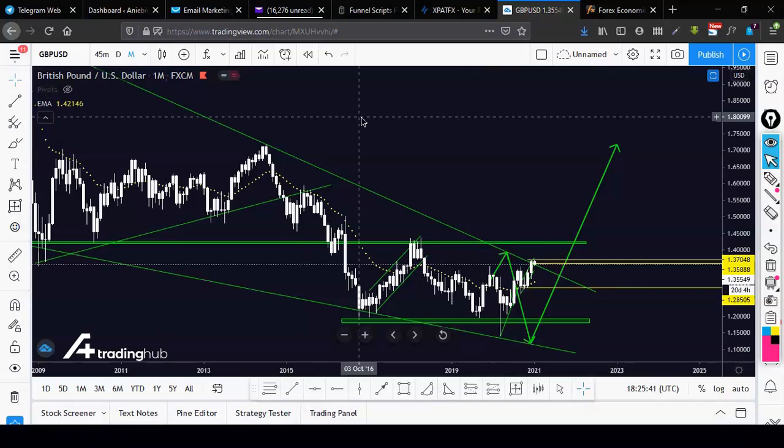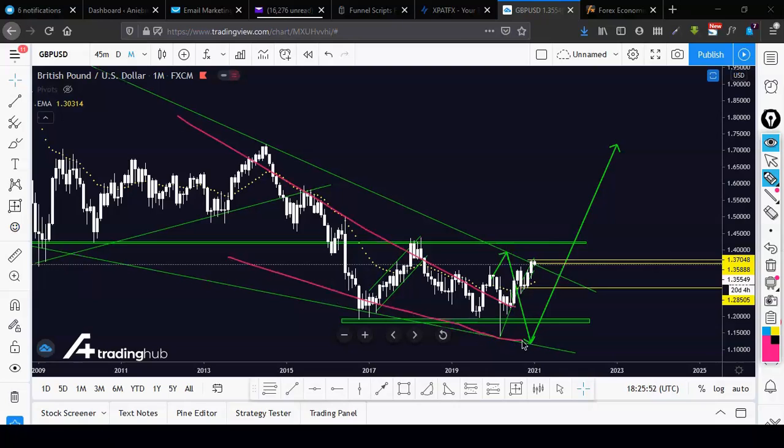So this is the pound dollar chart. Price is still hanging around the trendline resistance on the monthly, and we want to see this bigger bearish wedge break to the upside. I think that should happen this year if the vaccine is actually working well. I think this is going to boost the UK's economy, and pound is going to be stronger after now.